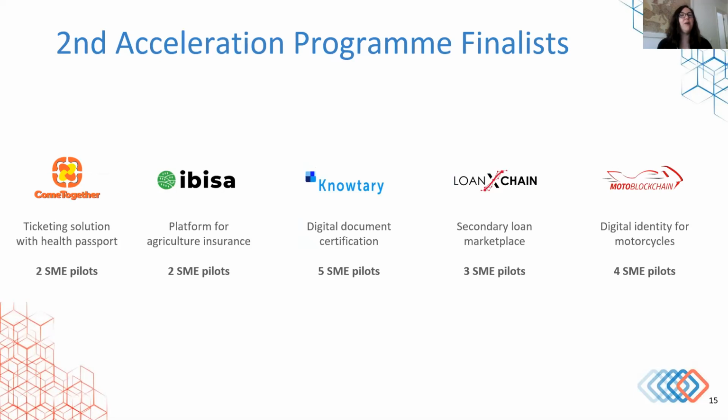Currently, we are in our second acceleration program, so you can see the top 5 startups that we are supporting now, who are currently implementing their pilots with end user SMEs. This goes from applying blockchain to events, with a ticketing system, and also applied to Corona with the health passport. We have a more agriculture related platform for agriculture insurance, digital documentation, more associated with smart contracts and legal contracts. Then we have fintech, a secondary loan marketplace, but also a very interesting solution related to mobility and transport: a digital identity for motorcycles.